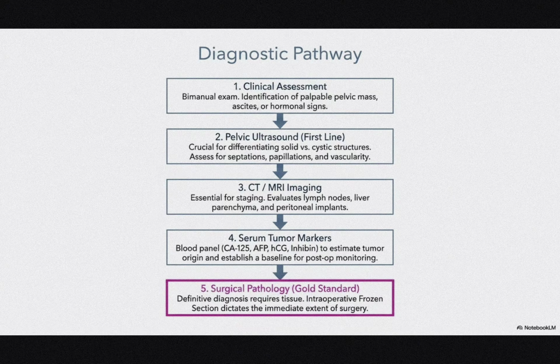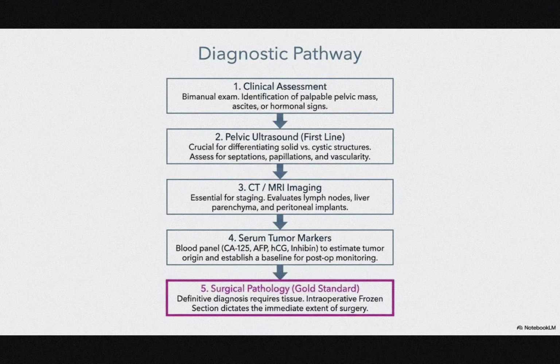So diagnostic pathway. Let us discuss the diagnostic pathway of ovarian tumors. First, clinical assessment, that is bimanual examination by the doctor, identification of palpable pelvic mass, ascites or hormonal signs. Next, pelvic ultrasound. It is the first line diagnostic tool, crucial for differentiating solid versus cystic structures. Assess for septations, papillations and vascularity.